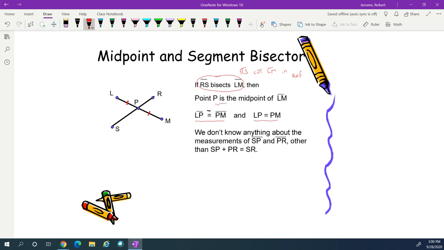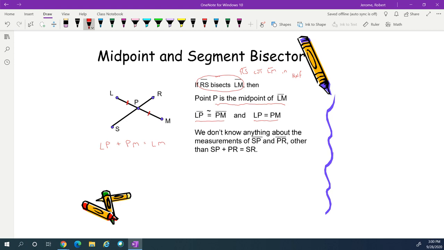P is the midpoint. We know all of this now. We know that LP and PM are congruent. But we also know from segment addition that LP plus PM equals LM. So we have two possible equations. We can set the two parts equal, or we can add them together to get the whole segment.